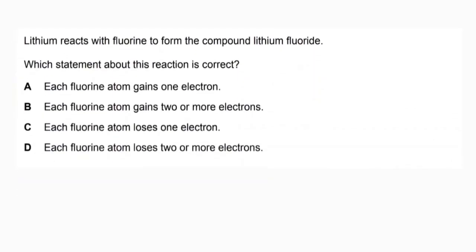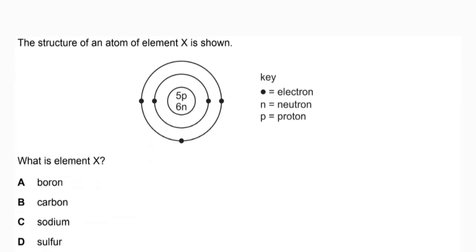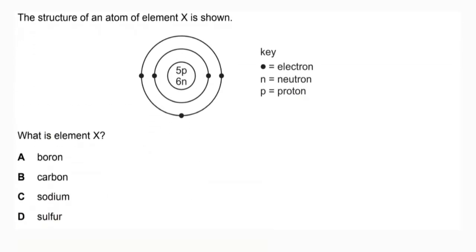Lithium reacts with fluorine to form the compound lithium fluoride. Which statement about this reaction is correct? Each fluorine atom gains 1 electron. That's correct. Each fluorine atom gains 2 or more electrons. Wrong. Each fluorine atom loses 1 electron. Wrong. Each fluorine atom loses, again wrong. That's the correct answer. The structure of an atom of an element X is shown. What is element X? So all that you have to do is to look at the number of protons. So the atomic number is 5, so it has to be boron.